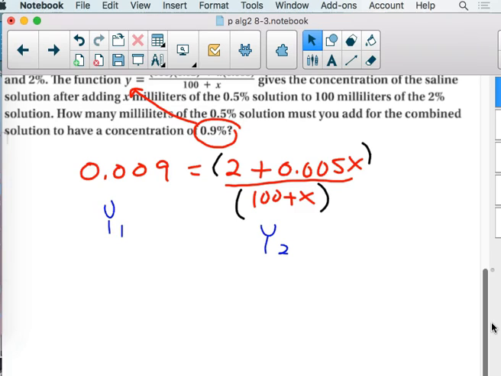But we've got the 0.009, which also creates problems in the window. And then we have (2 + 0.005x) divided by (100 + x). So the window is really the problem with this one. You need to know that if they're going to water this concentration down, they're going to need a lot of milliliters. And in fact, if you've ever visited anybody in the hospital, you look at those bags that are hanging, and a lot of them are 500 milliliters to 1,000 milliliters. There's a lot of liquid in there.